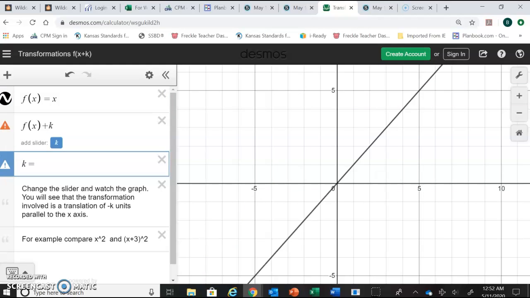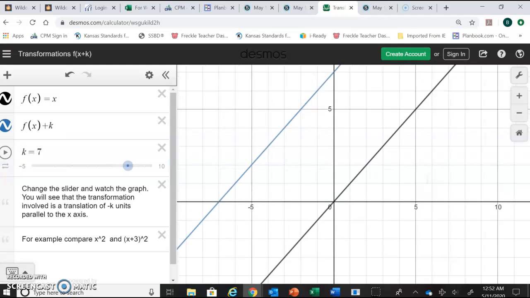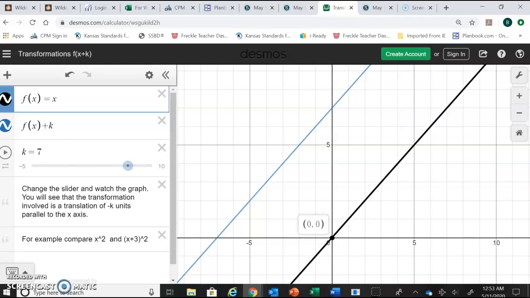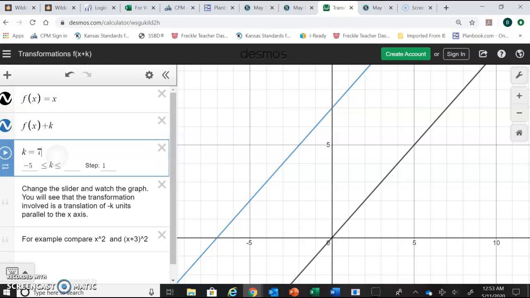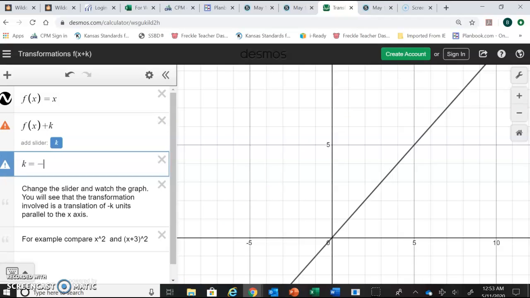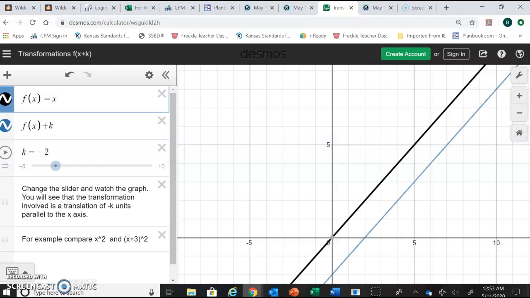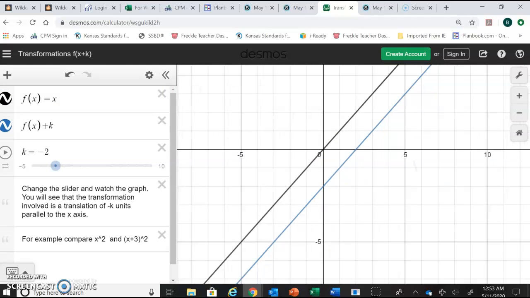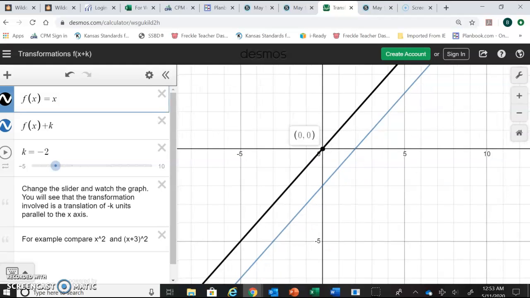So let's try this out as, say, 7. You're going to notice that the graph moved up 7 units. So far, what we're seeing is that if it's f of x plus a positive number, it's moving it up. That's pretty consistent. But what happens if it happens to be a negative number? Aha, so it's moving it down. So your black line is, of course, the original line of the original equation of y equals x, f of x equals x, and it's shifted down 2.